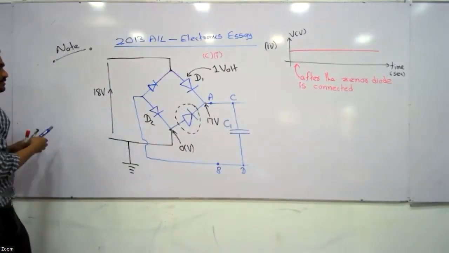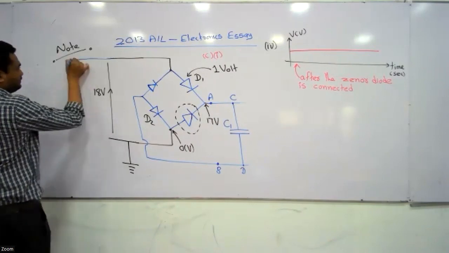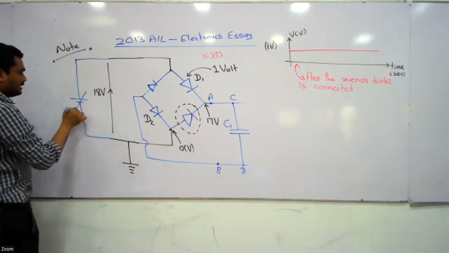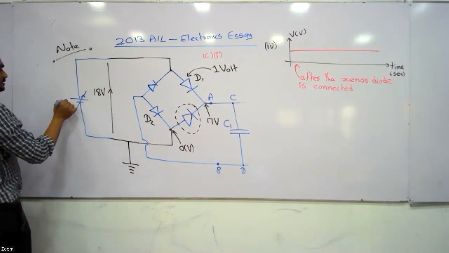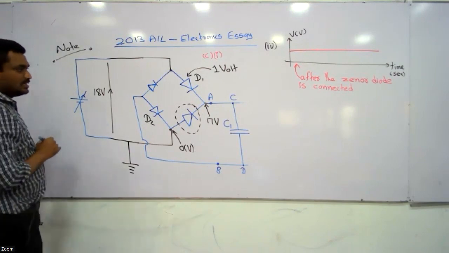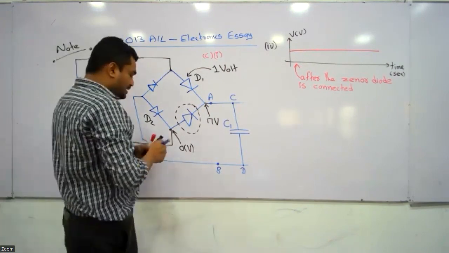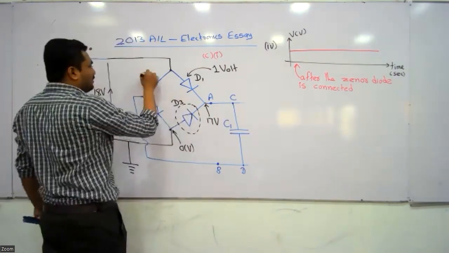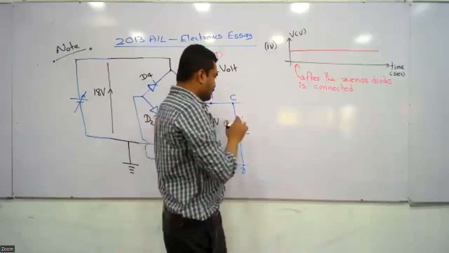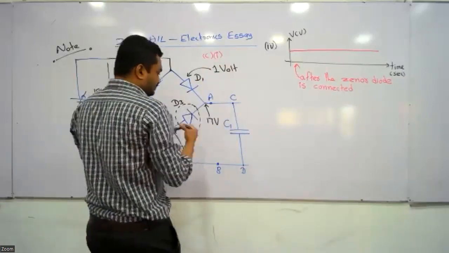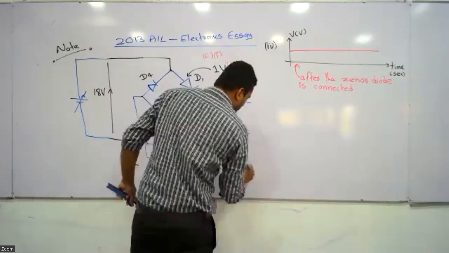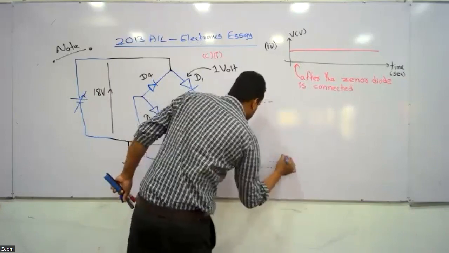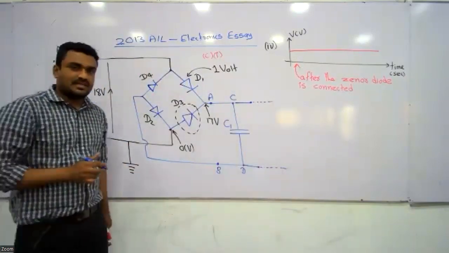The circuit is equivalent to the following circuit. The above circuit is equivalent to the following circuit during the positive half cycles.